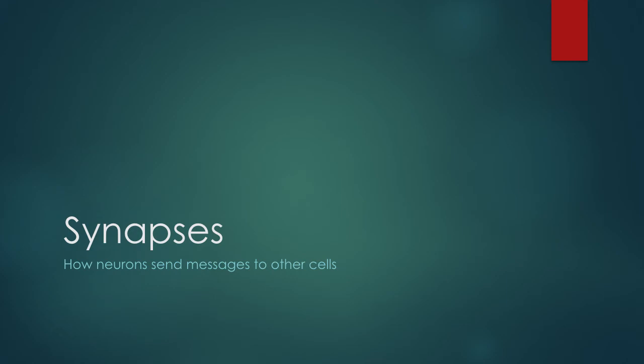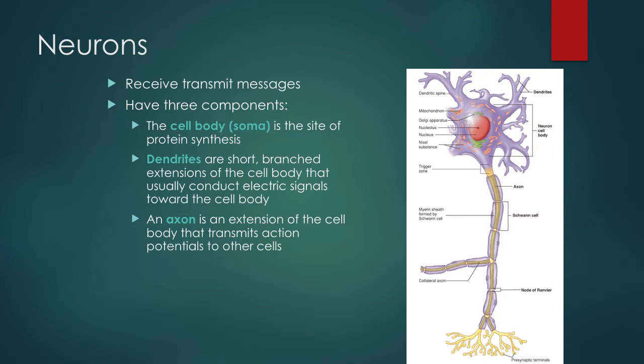Okay, this is the third mini lecture to accompany Chapter 12, and this one focuses on how neurons send messages to other cells. They meet other cells at synapses, and primarily they do this by releasing a chemical messenger. Let's continue on. So, first, remember neurons, they're these nerve cells that can receive and transmit messages.